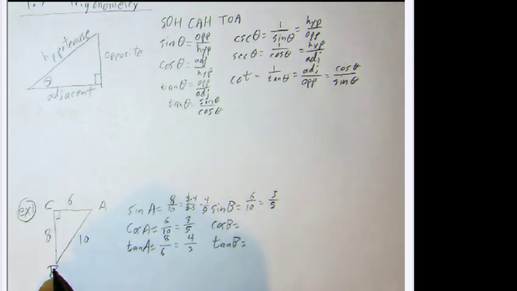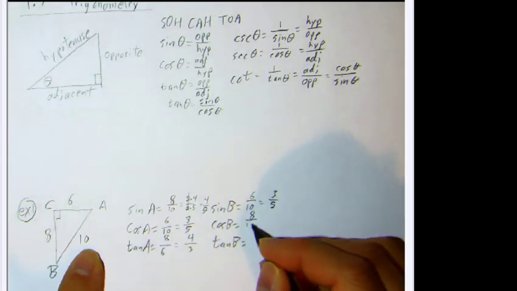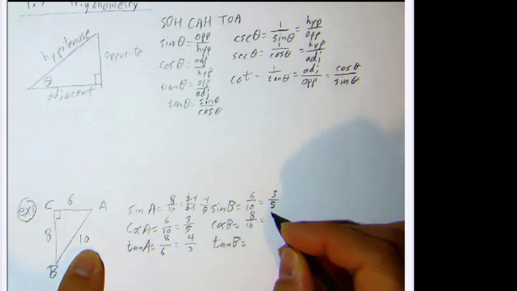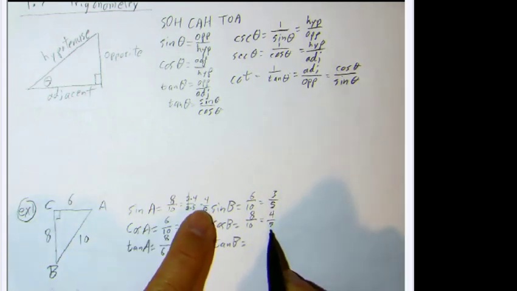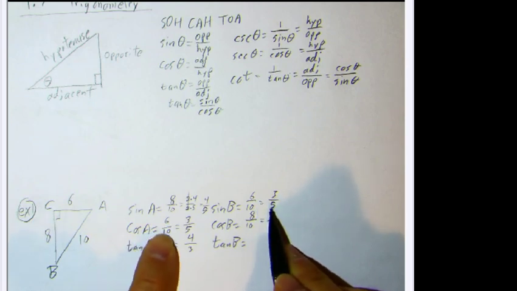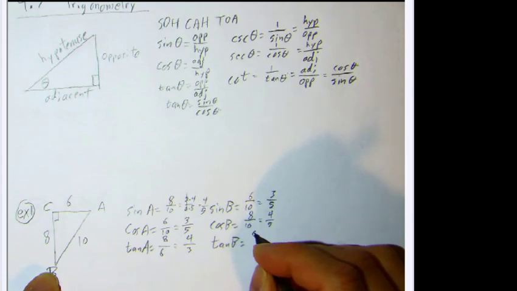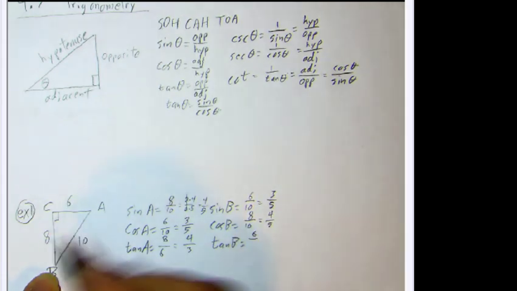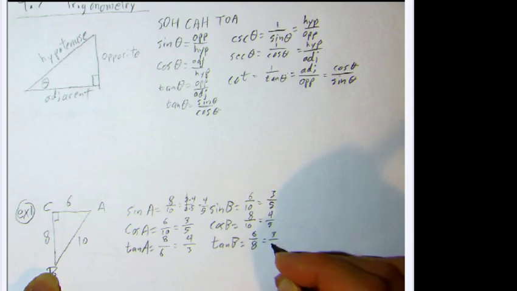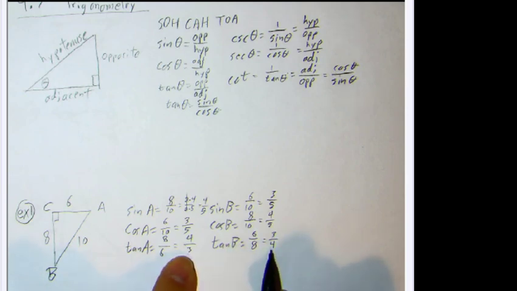Now if we look at B and talk about cosine, that's going to be adjacent over hypotenuse, and we're going to find that that simplifies to be exactly the same as the sine of A. So cosine B and sine of A are the same. Cosine of A and sine of B are the same. And the tangent of B is going to be opposite over adjacent. We'll notice the tangent of A and the tangent of B are reciprocals.